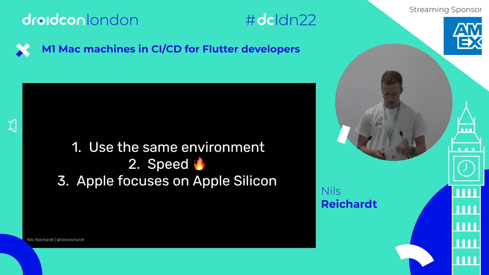And to sum up the points for M1 and CI/CD: you should use the same environment in CI/CD as you use on dev machines. Speed is very nice, I like this, and Apple will focus on Apple Silicon. And yeah, just try it out.